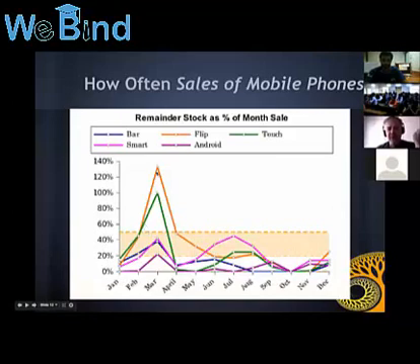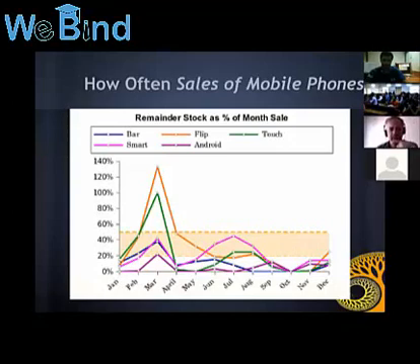And of course, above this, for example, if you look at flip phones, he was stocking more than 100% of the previous month's sales in February. In March, for example, he was at 140. So he's obviously got way too much stock of flip phones, and this is dead stock.